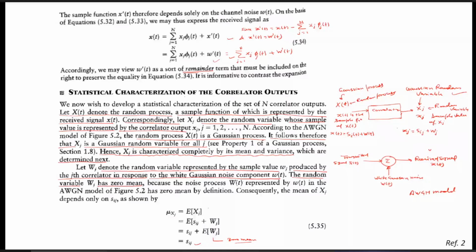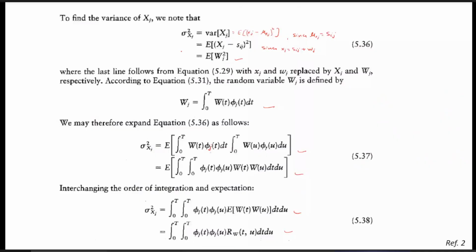So this mu xj is given by Sij. Now let us calculate the variance. How can we calculate the variance? Variance of xj is nothing but the expected value of xj minus mu xj. Mu xj we have already calculated as Sij, so we can write it as expected value of xj minus Sij, whole square.